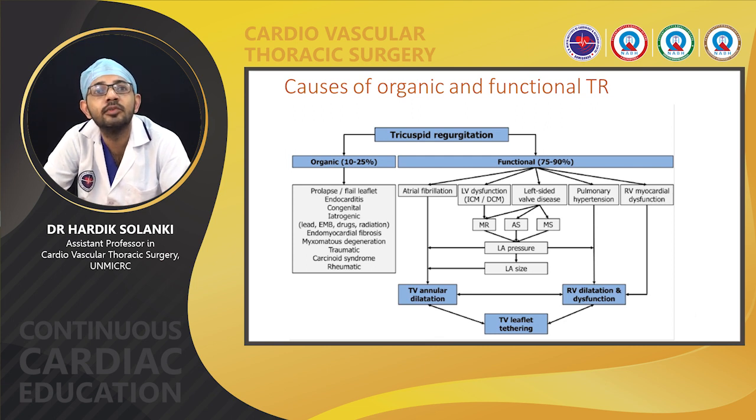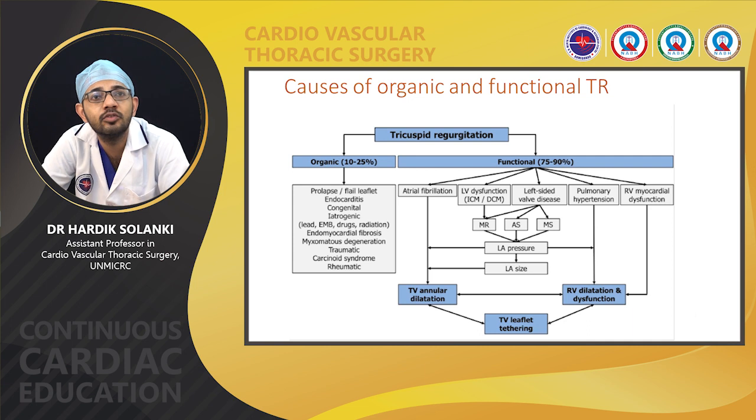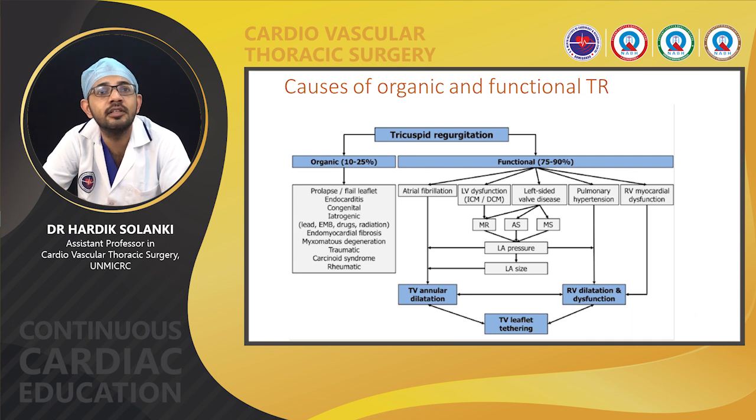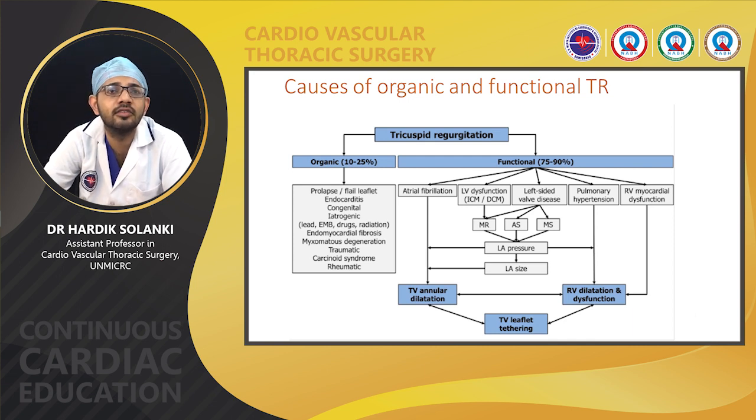Now the causes of organic TR: it can be either prolapse or flail leaflets. It can be due to endocarditis. It can be congenital, as in the case of Ebstein anomaly. It can be iatrogenic due to pacemaker lead implantation, or due to endomyocardial fibrosis, myxomatous degeneration, trauma, carcinoid syndrome or rheumatic disease.